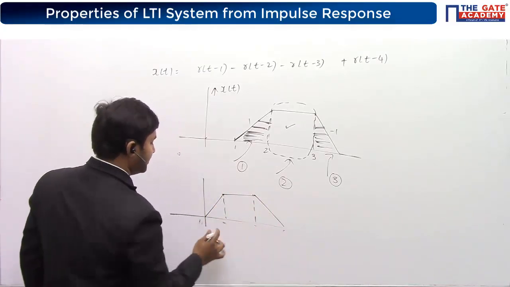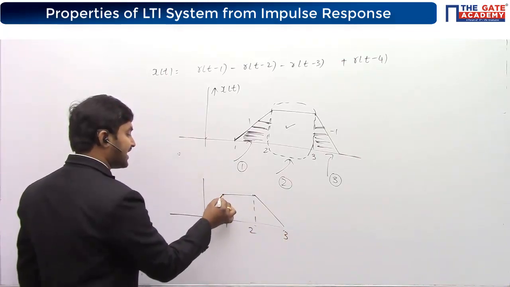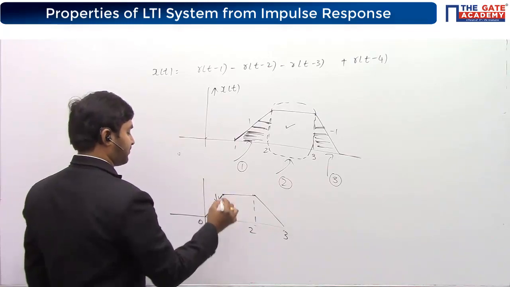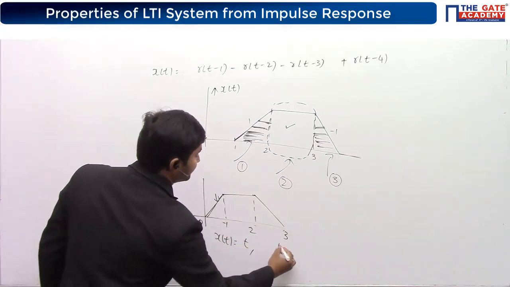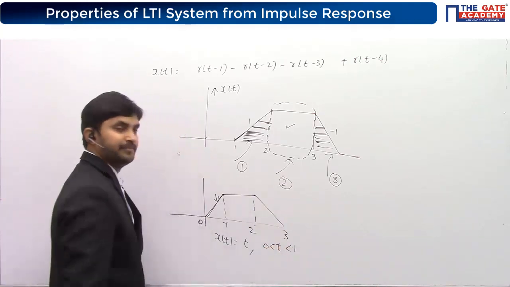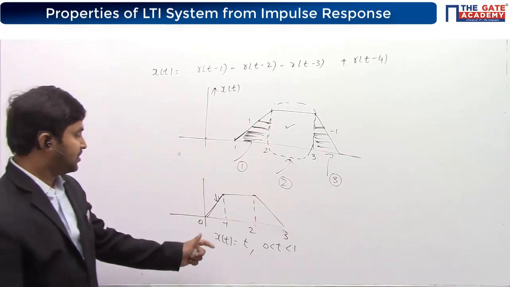I'll just try to shift it 0, 1, 2, 3. Now you see, what is this line? This line is nothing but x of t equal to t for the value of t between 0 and 1. What is the energy?